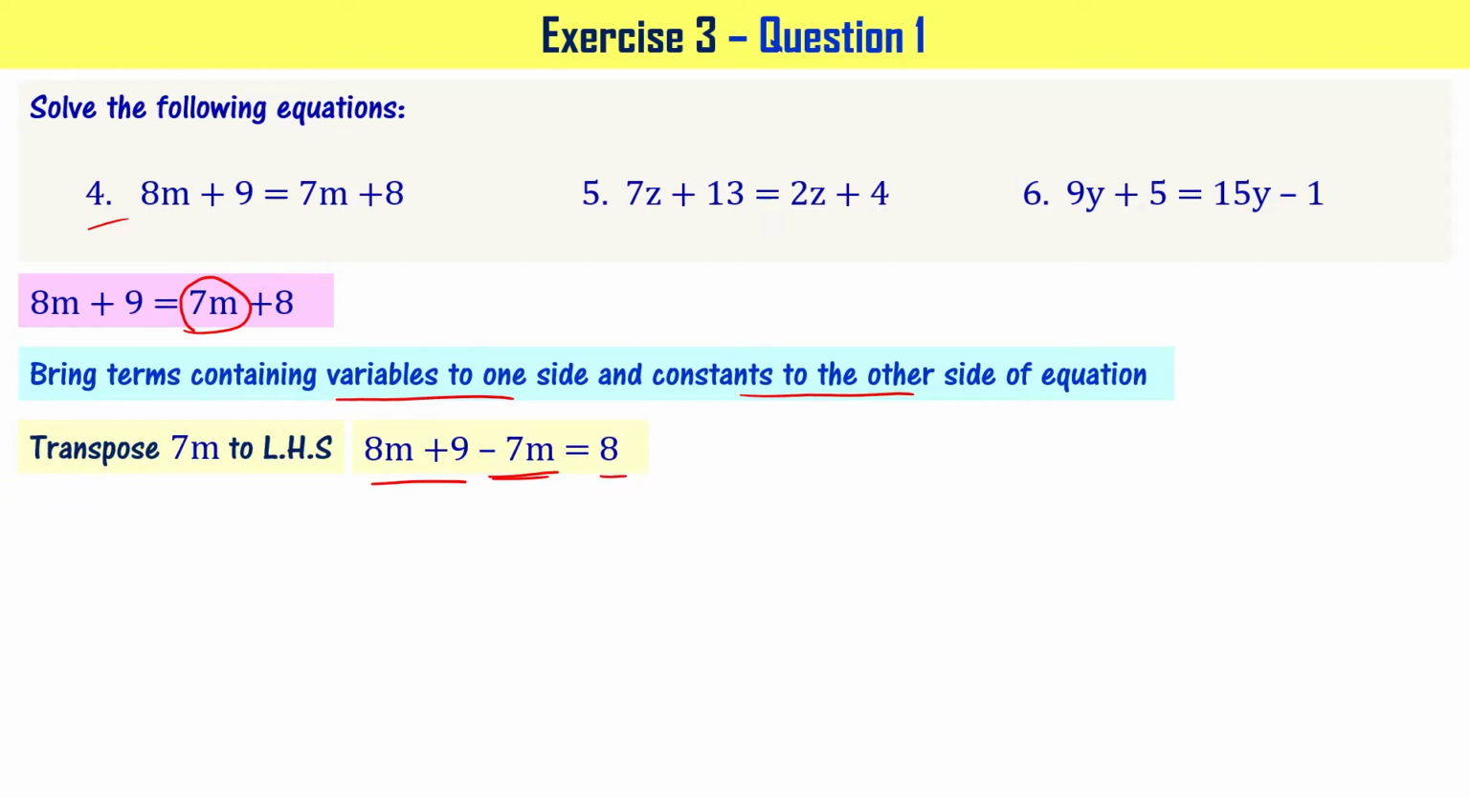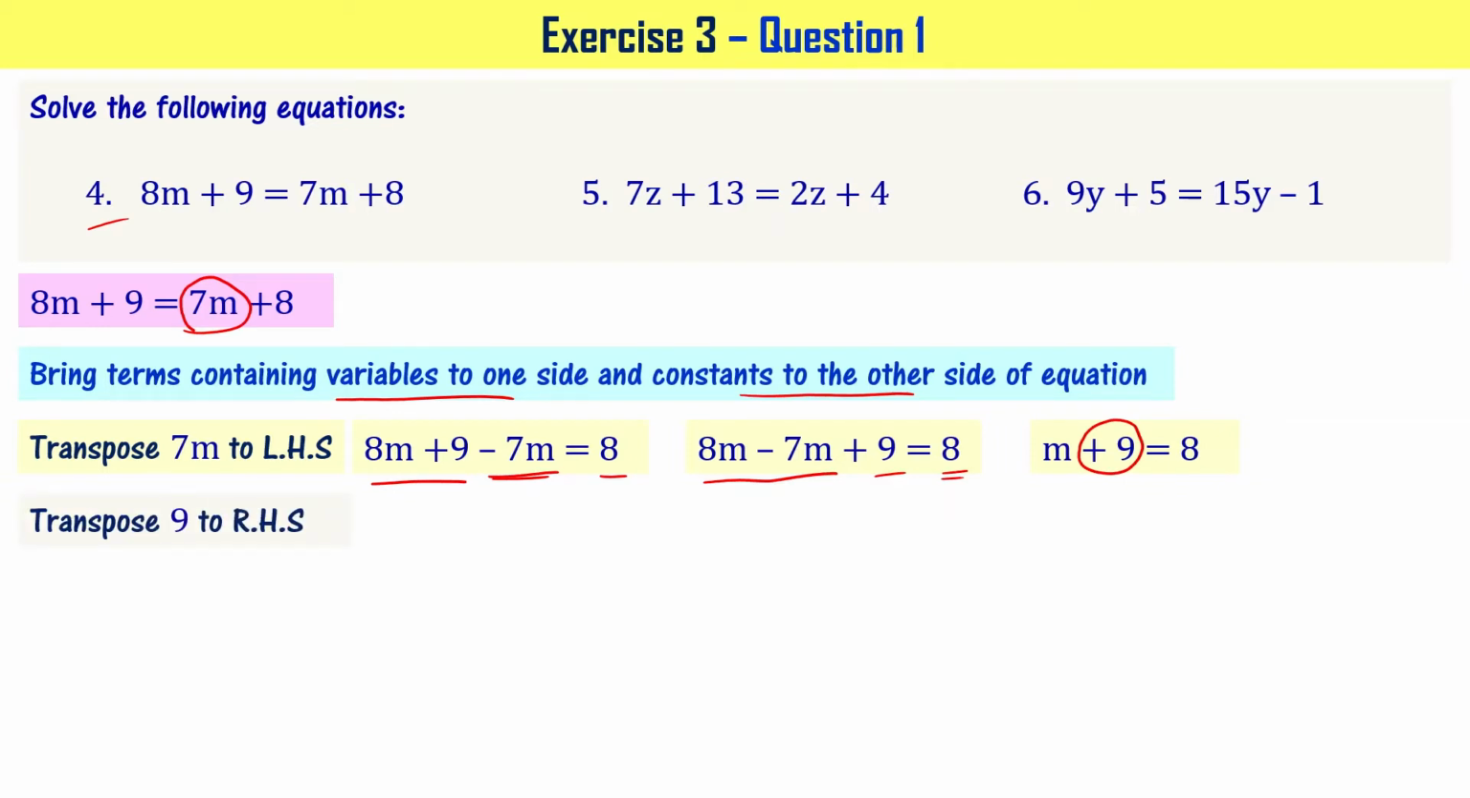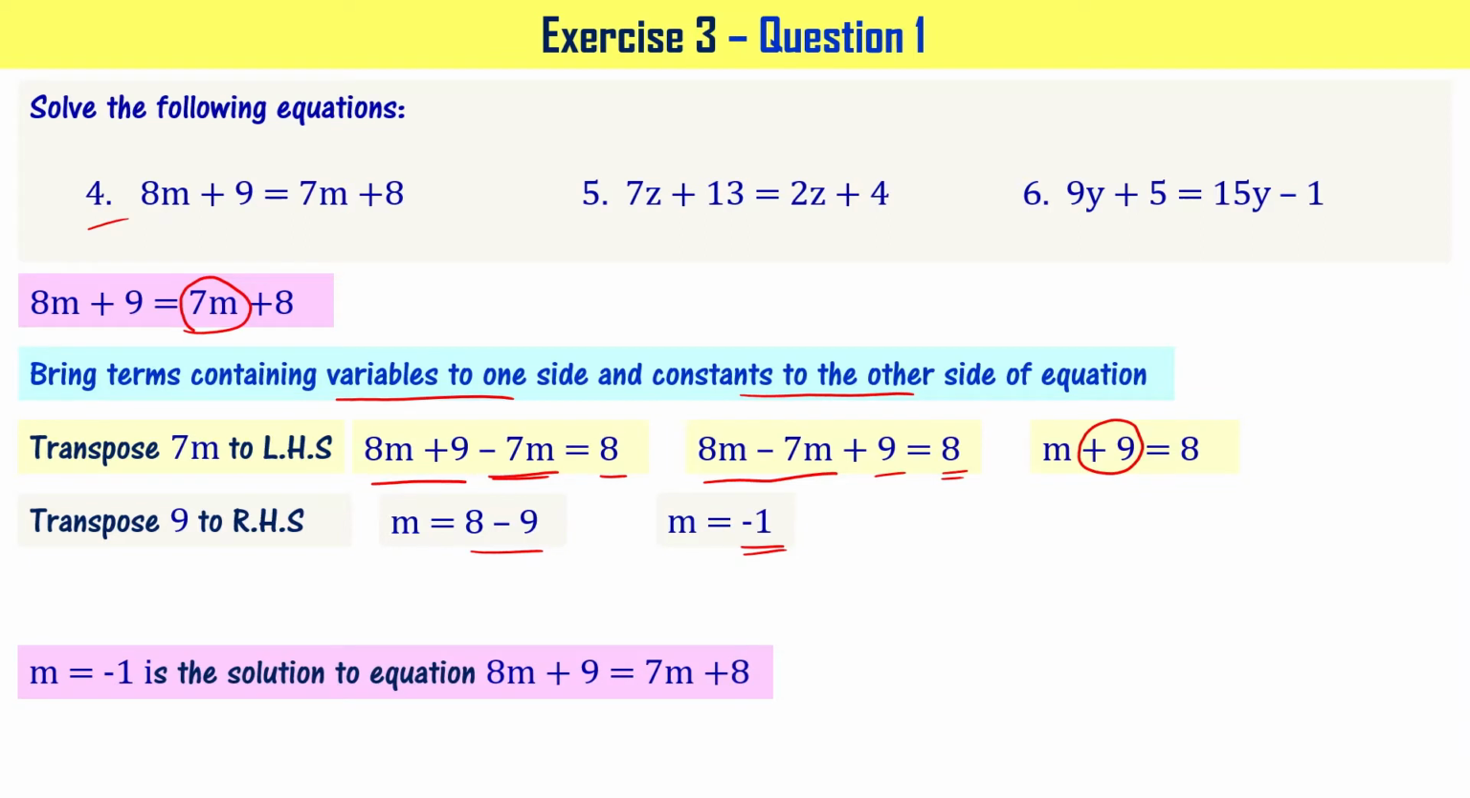Now let me rearrange this such that I can write it as 8m minus 7m plus 9 equal to 8. 8m minus 7m is m. So I can write the equation as m plus 9 equal to 8. Now let me transpose this plus 9 to the other side. When you do that, the equation becomes m equal to 8 minus 9, right? It means m equal to minus 1. M equal to minus 1 is the solution to the given equation.